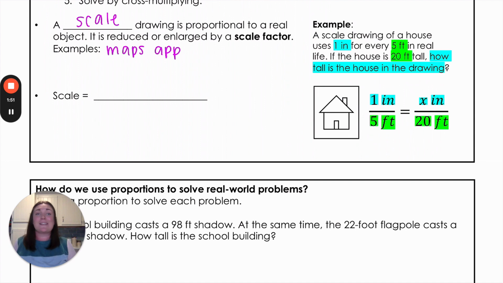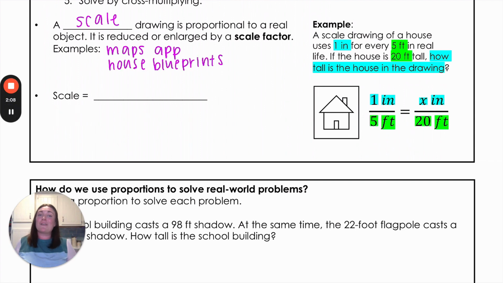Another really common example are house or building blueprints, right? When you have the blueprints for something, they're taking that big building that's going to be built and they shrink it down to a small piece of paper so that the people who are building it or working on it or designing it can use that in a more practical way.